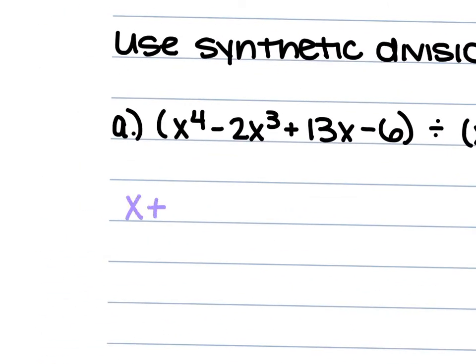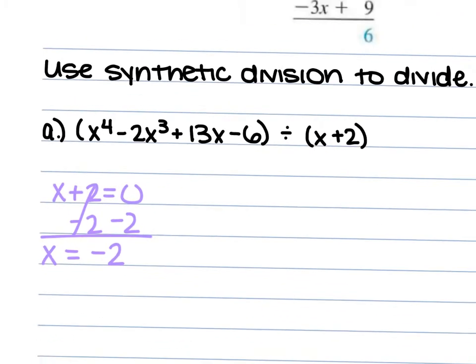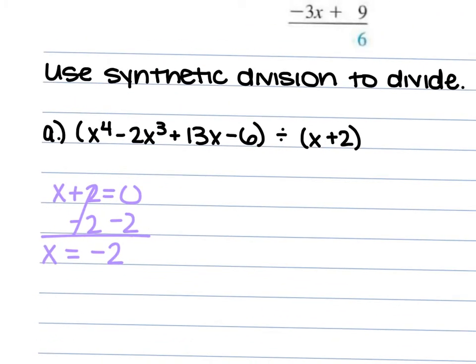We're going to set that x plus 2 equal to 0 and solve for x. So x plus 2 is equal to 0. We're going to move the 2 over by subtracting it and get that x is equal to negative 2. So that negative 2 is what's going to go on the outside of our synthetic division. From here, we draw a little box around it that surrounds it to be on the outside.